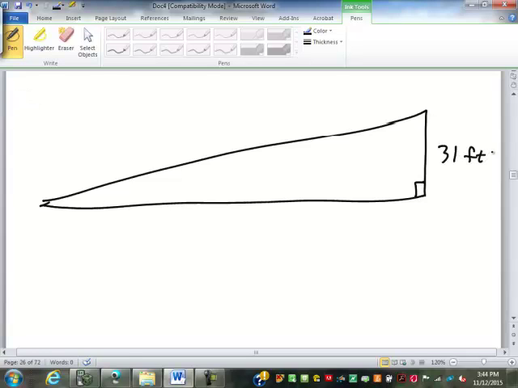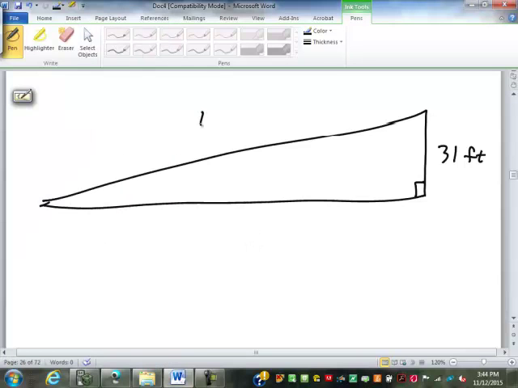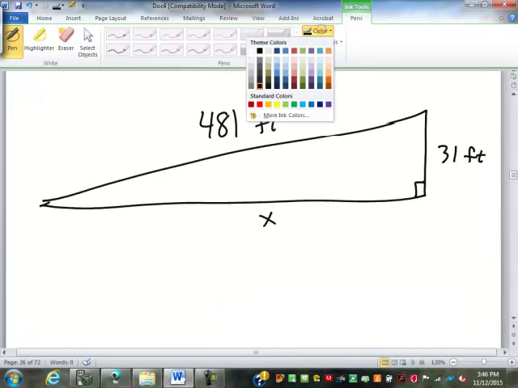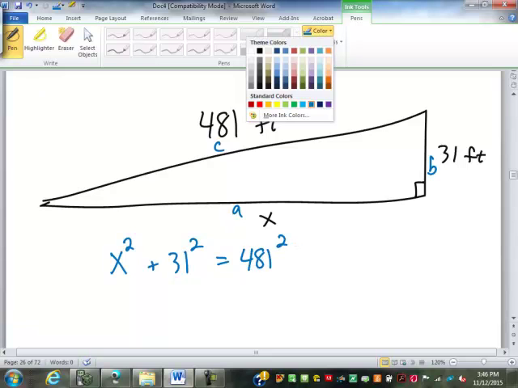We got 31 feet there, and 481 feet here. Find x. Okay, so the legs are 31 and x. So we got A and B, and the hypotenuse is the 481. That'll be side C. So x squared plus 31 squared equals 481 squared.